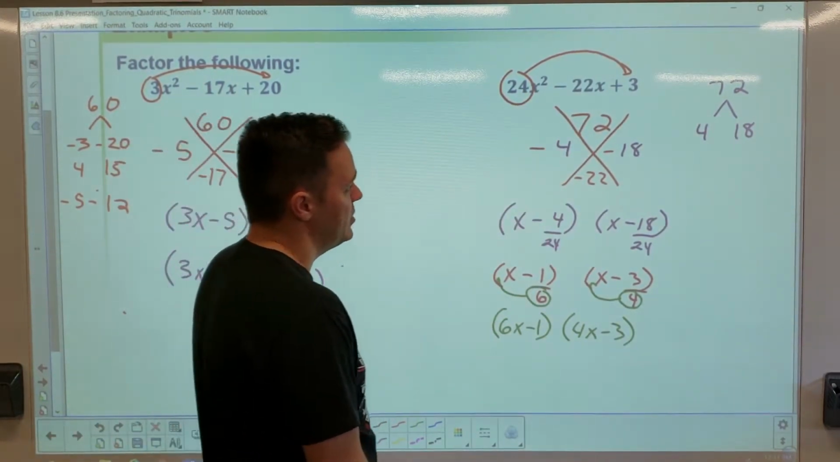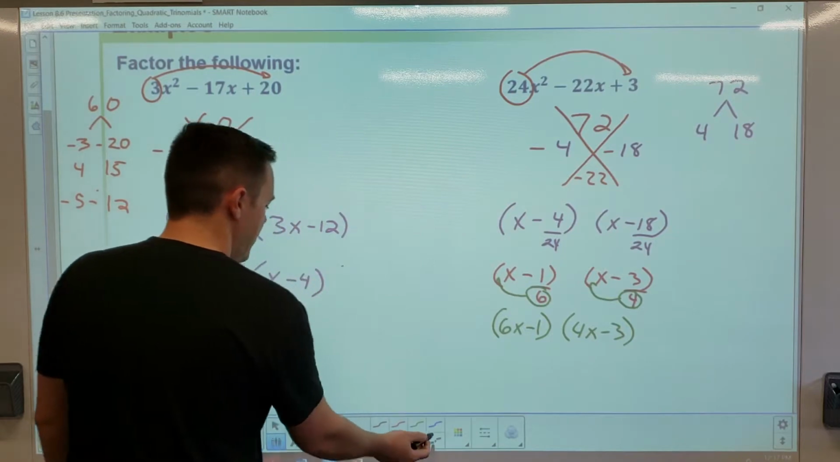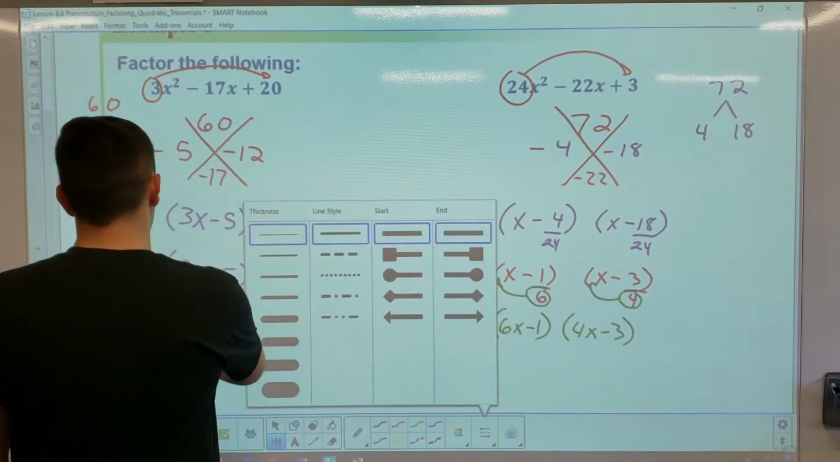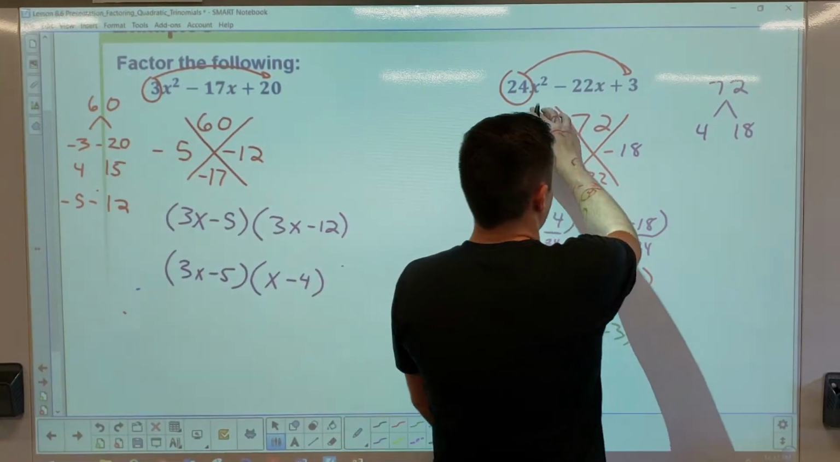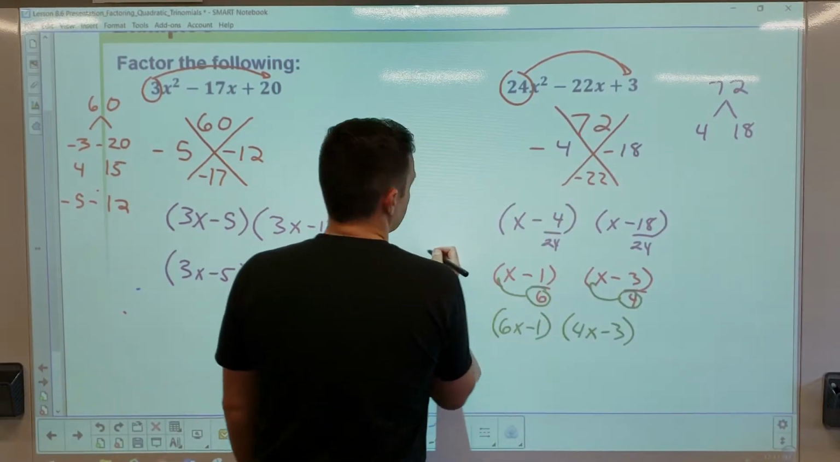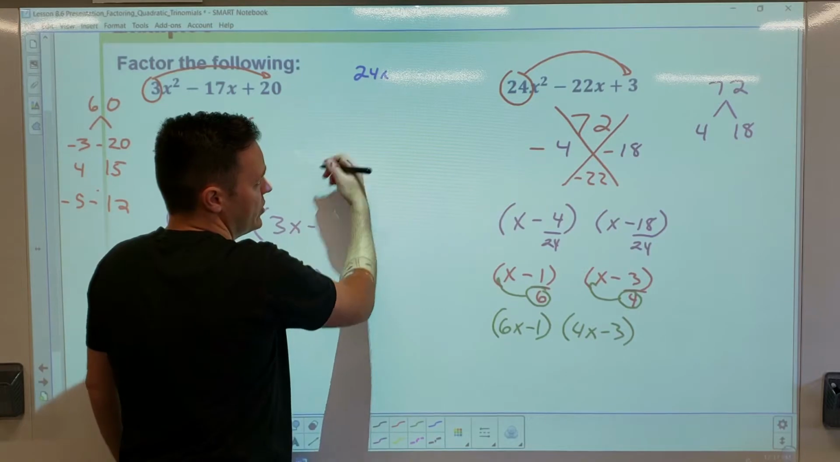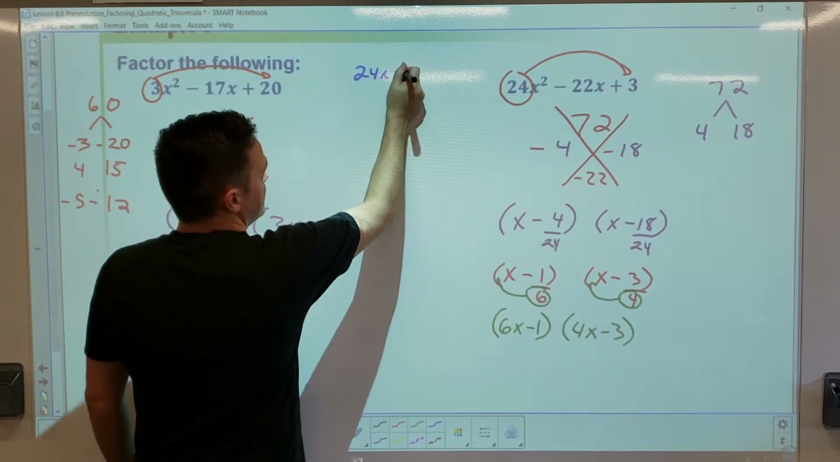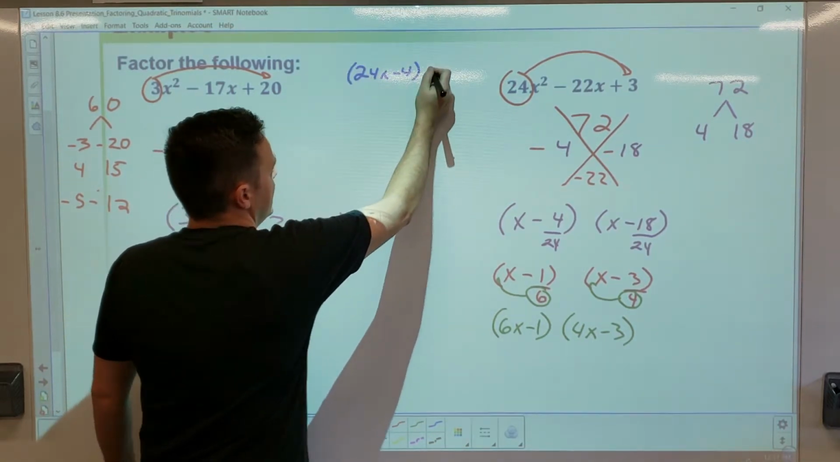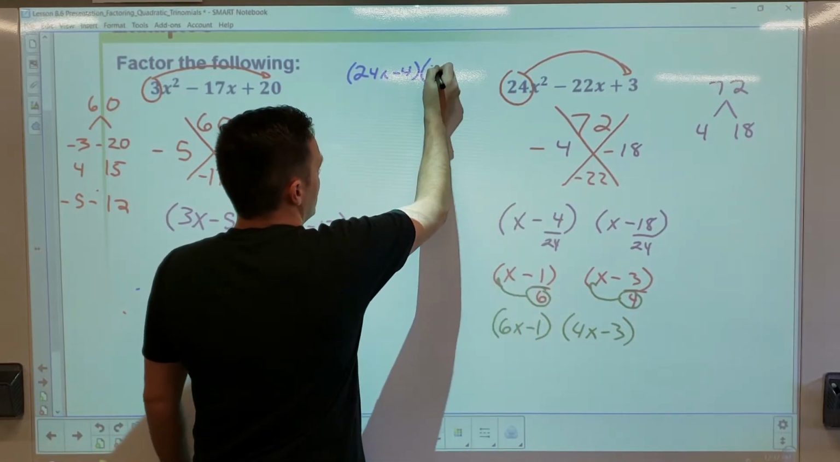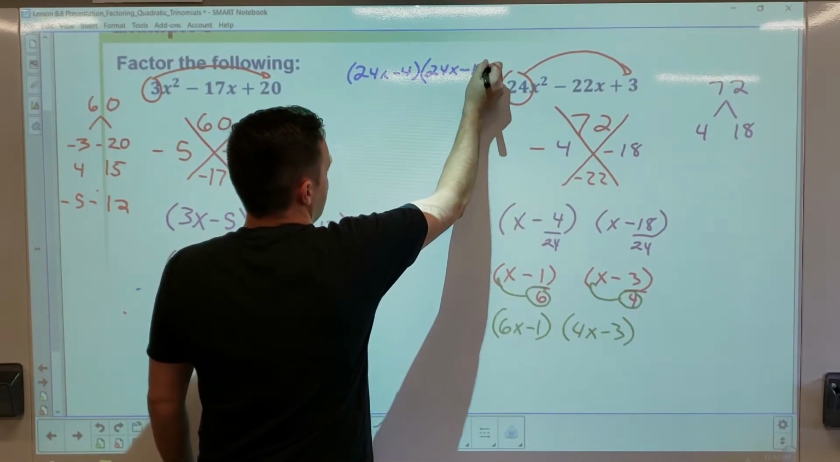So let's try it if I were to do the other method. I'll put it in blue sitting right next to it. If I were to do the other method, let's do it over here. It would have been 24x. So if you guys tried the other method, 24x minus 4, and then this would have been 24x minus 18.